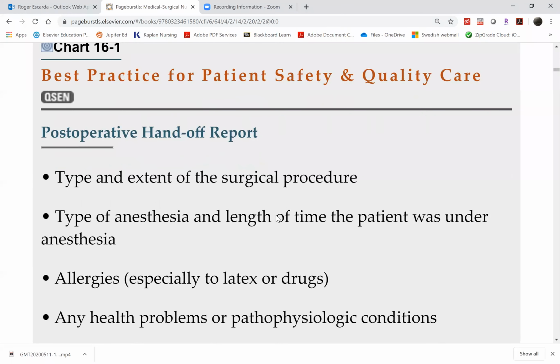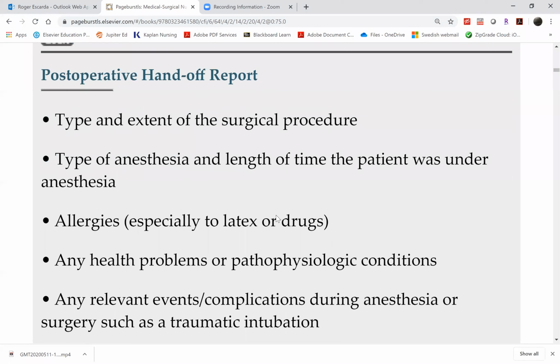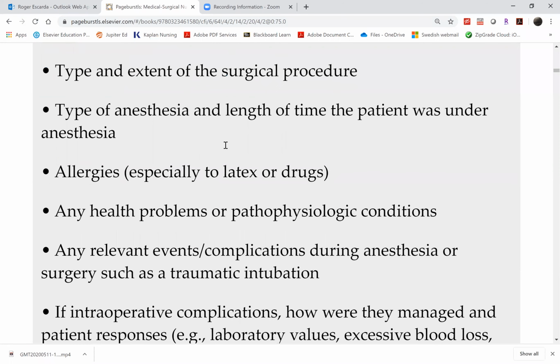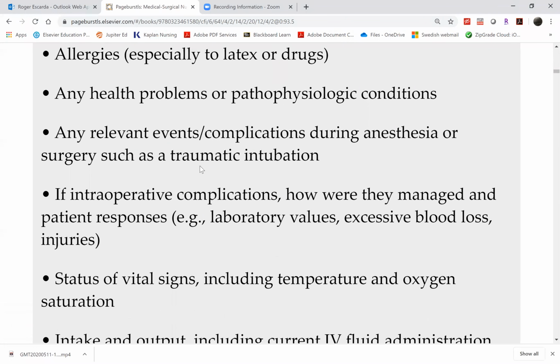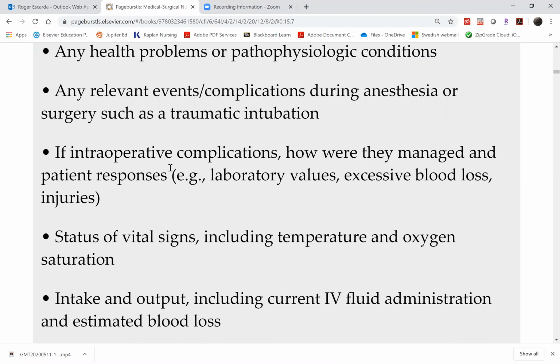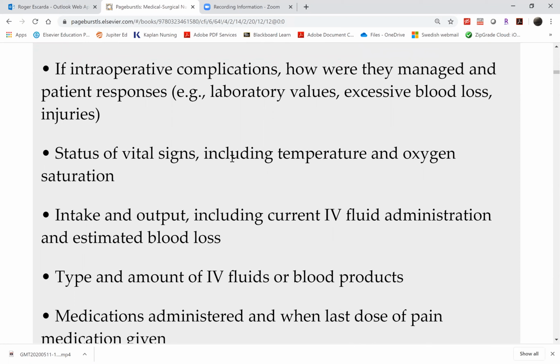This is what's necessary in the report. Chart 16-1. Between the PACU nurse and the post-surgical floor nurse, both need to make sure these are complete. So if one misses it, the other must ask the question. We start with, what did the patient have? What anesthesia was used? How long was the surgery? Are there any allergies? What are the other chronic conditions that the patient may have? Did anything significant happen during surgery? Are there intra-op complications, including malignant hyperthermia? Was there blood loss? If so, how much was the loss? Did the patient receive any blood transfusion post-op?